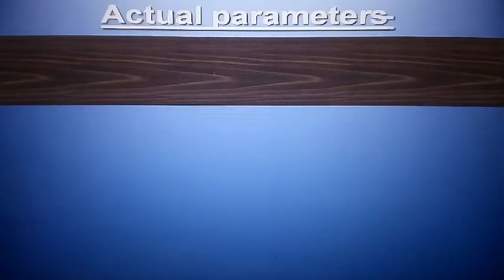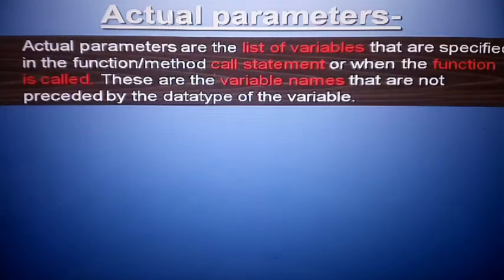After that, actual parameter and formal parameter, this is also important. Actual parameters are the list of variables that are specified in the function or method call. So we can change the values in the variables when the function is called. So you want to call the function, and you can change the value. These are the variable names that are not preceded by the data types of the variable. That is the actual parameter and formal parameter.